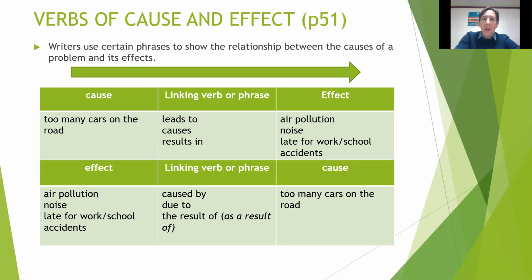Now we can also go the other way. We can start with the effect, and then we can kind of go back. What caused it? So as you can see, now we're using like the past tense. So air pollution is caused by too many cars on the road. Caused, past tense. Noise on the streets is due to too many cars on the road. Being late for work or school is the result of too many cars on the road.